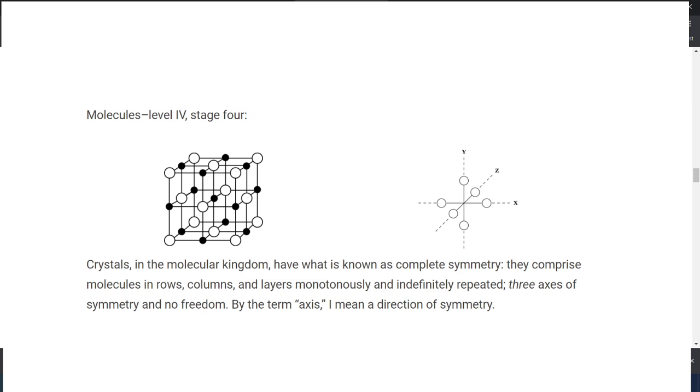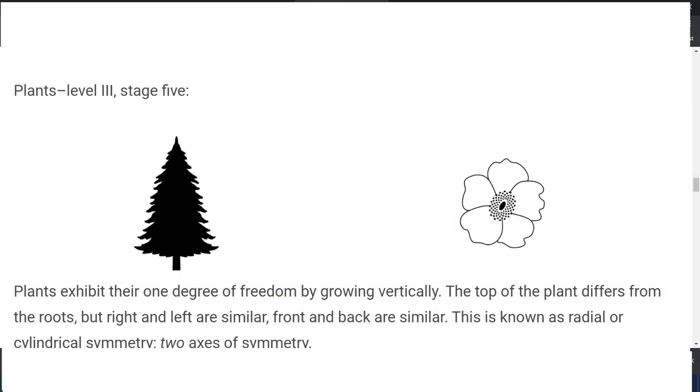So now if we go up a level to plants, with plants we have radial symmetry, and radial symmetry has 2 axes to it. You have what Goethe would call vertical growth and spiral growth. So you have these two axes of symmetry, and it's in a circle. It's in a radius. And plants, of course, have 1 degree of freedom, which is the ability to grow straight upwards, to grow vertically.